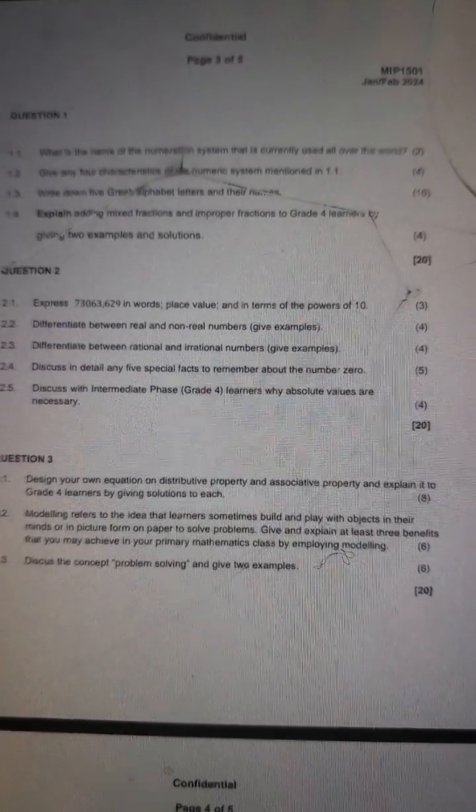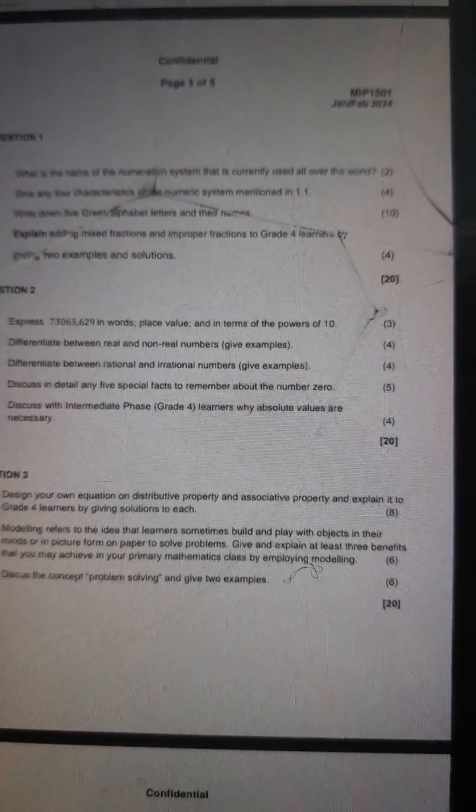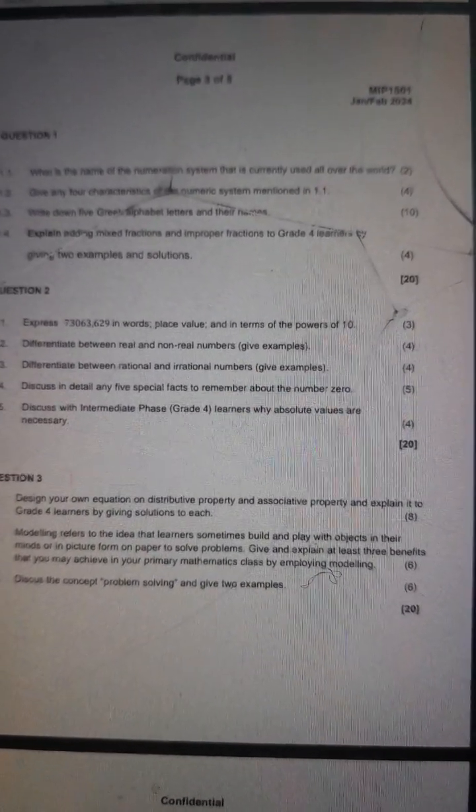Remember, I told you that number one, it enhances conceptual understanding. Number two, it improves problem solving skills. Number three, it increases engagement in the classroom. I hope, guys, that was clear. That is 6 marks. So I guess now we can go to 3.3.